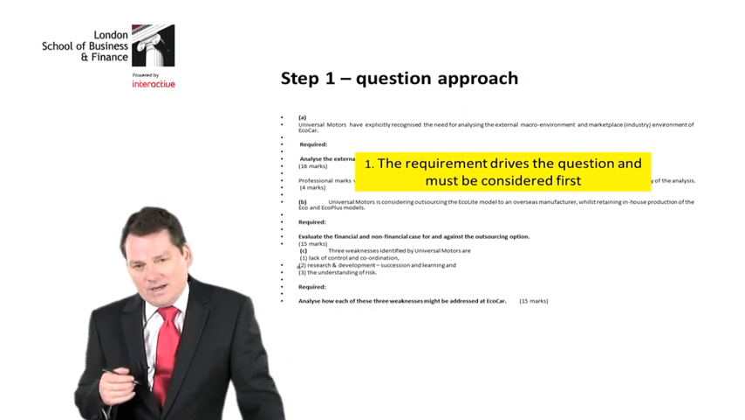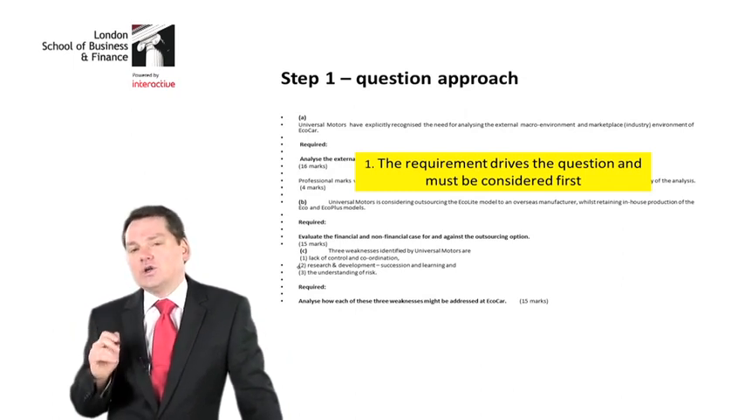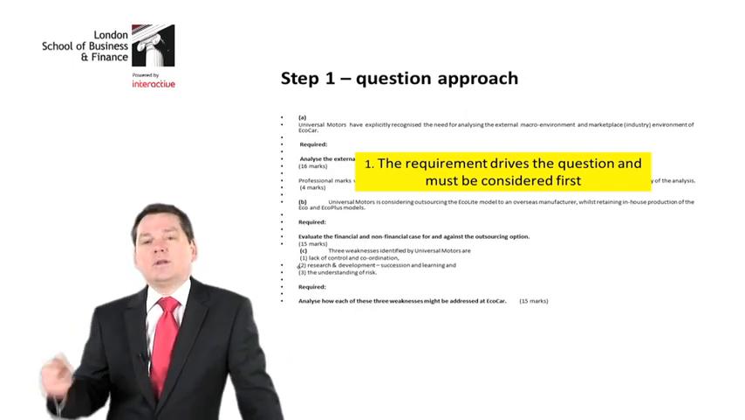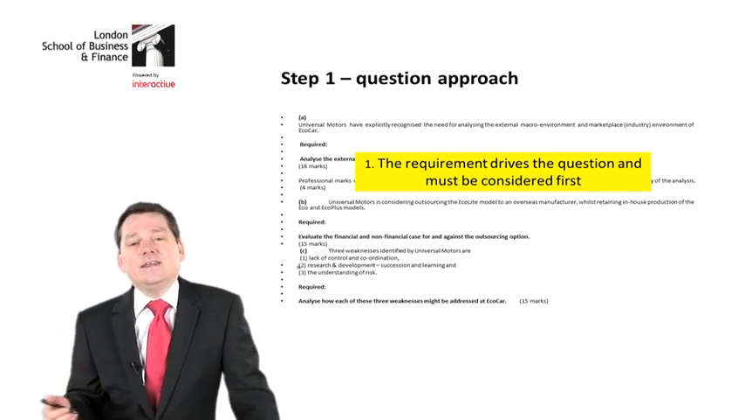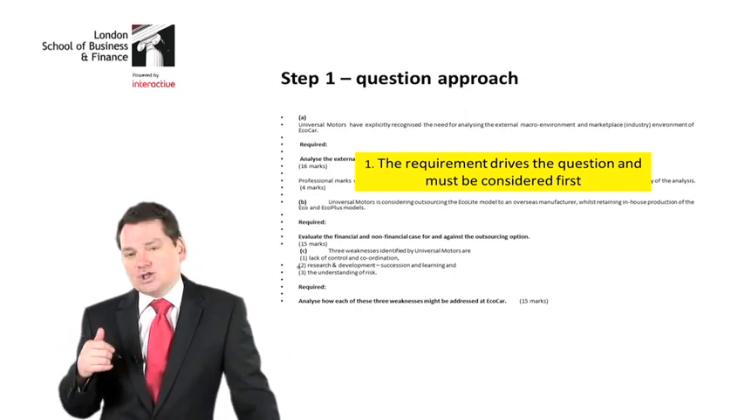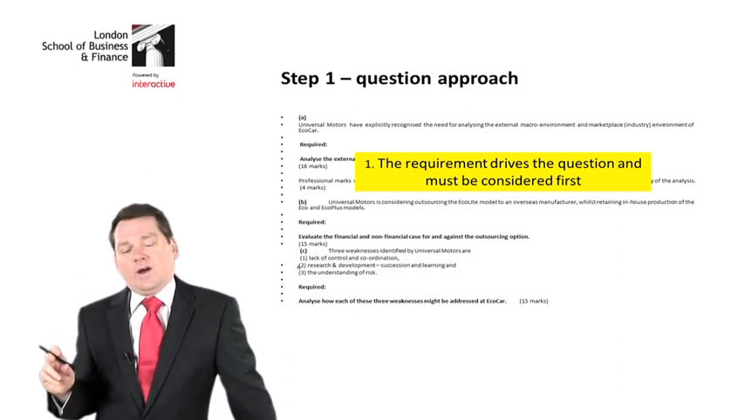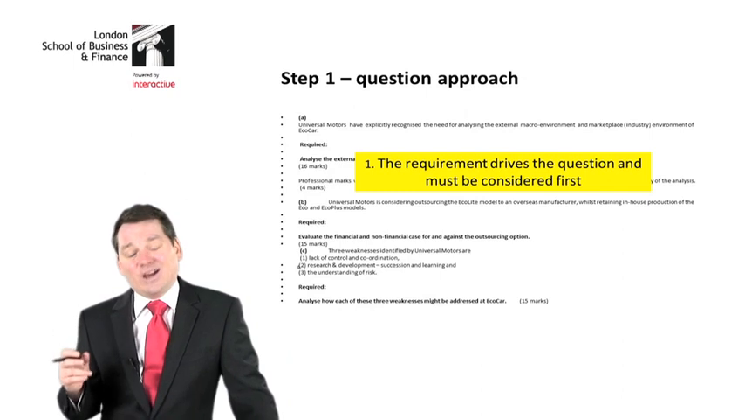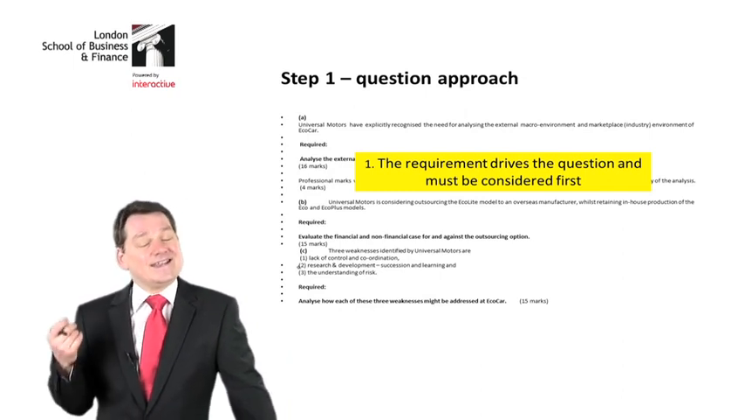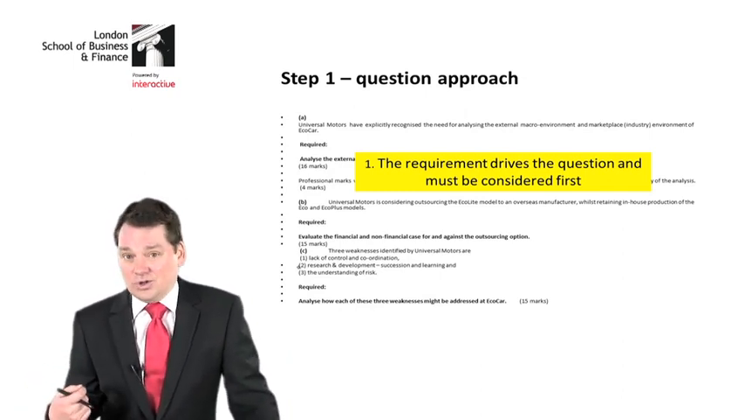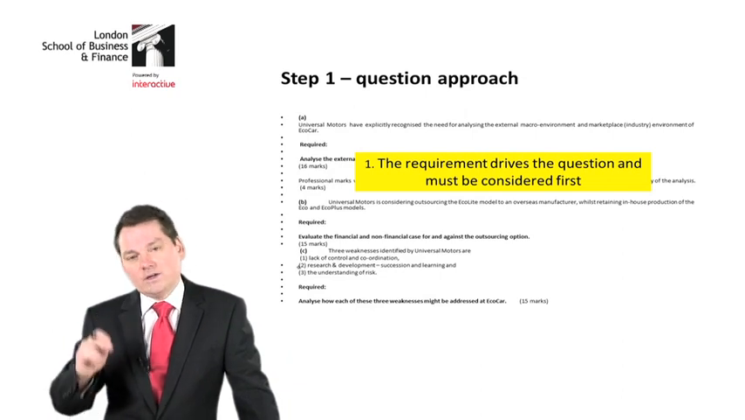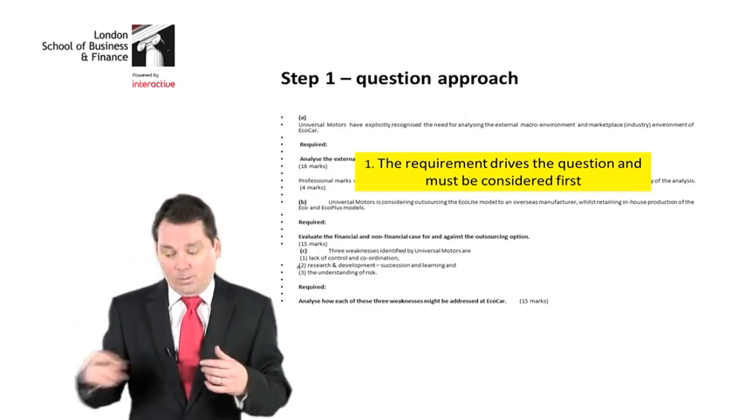When you are doing the P3 exam, the first thing that you look at is the requirement before you read anything else. Many students read through all the text, then get to the requirement. The trouble is they don't know what they're looking for in the text because they don't know what they're going to be asked to do. So you always read the requirement first of all.